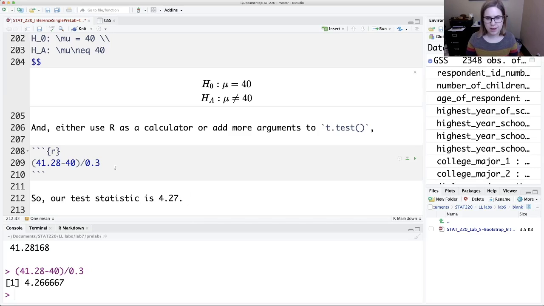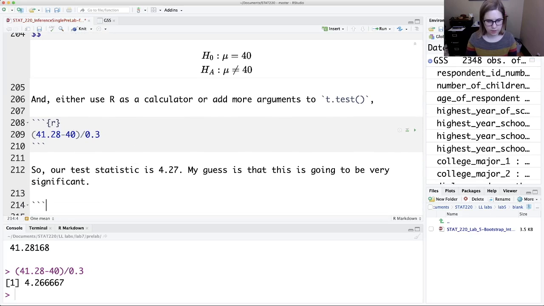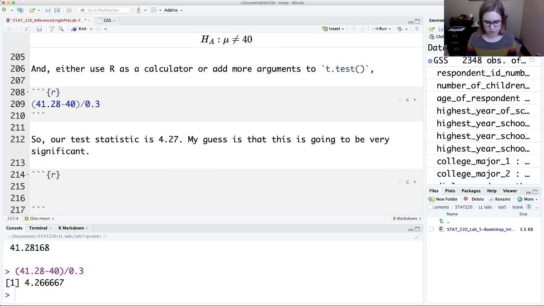And so our test statistic is 4.27. And I always think it's good to kind of guess if you think it's going to be significant or not. And in this case, I know that I'm going to use the t distribution, but I can kind of make my guess based on the normal distribution. So my guess is that this is going to be very significant. And I could use that same kind of idea to do the pt function and put in 4.27 and degrees of freedom equal to 2348.